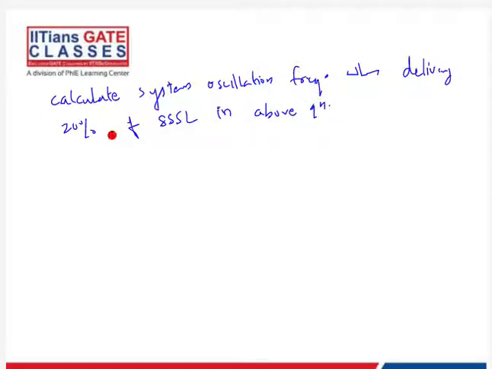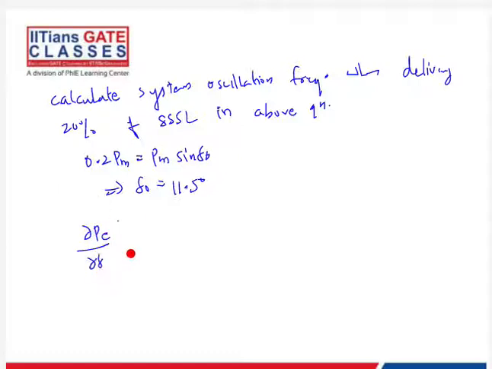So here we have to see 0.2 times max. If we calculate, you will get delta 0 as 7.5 degrees, right? So what is our dou Pe by dou delta 0? It is EV by X cos delta 0.